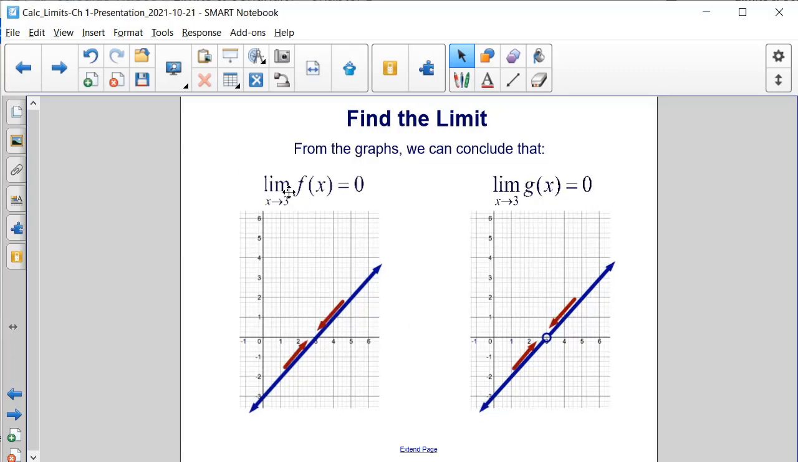From the graphs, we can conclude that the limit of f of x as x approaches 3 is indeed 0. And the same actually holds true for the limit of g of x as x approaches 3, even though there is a hole, or g of x is undefined at the x value of 3.